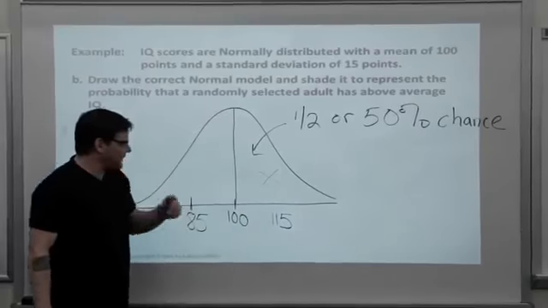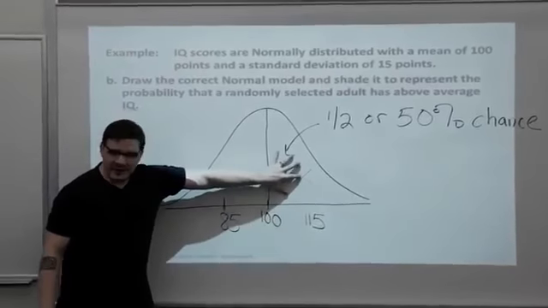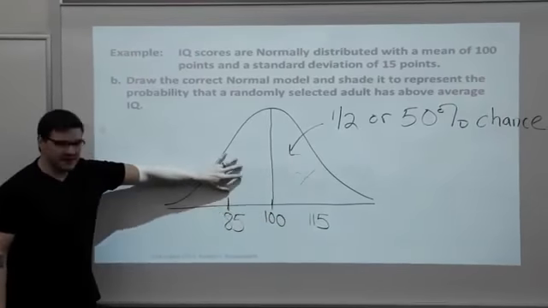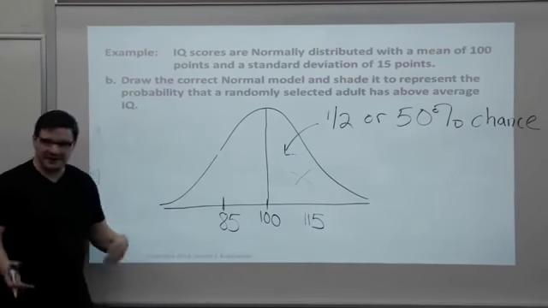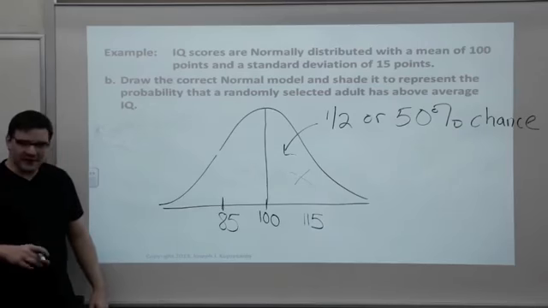Randomly select somebody off the streets. There's a 50% chance they have above average IQ. There's a 50% chance they have below average IQ. All right, so we didn't need technology to answer this question. Pretty easy one, but we do have to start somewhere.